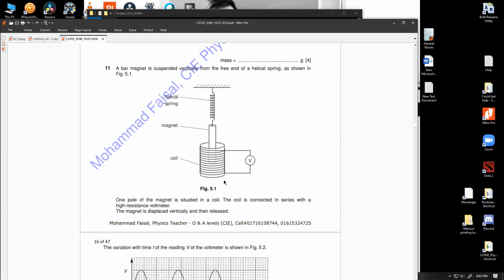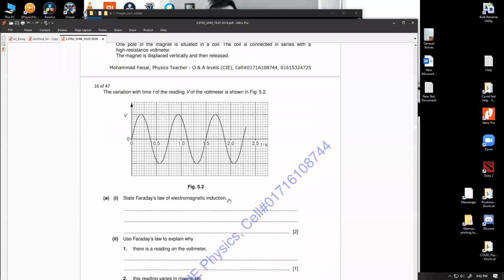So this is another question that we have. Similar stuff. We have a helical spring, a magnet, a coil. I think this is not one of this question. Here we are actually still producing voltage by vibration.